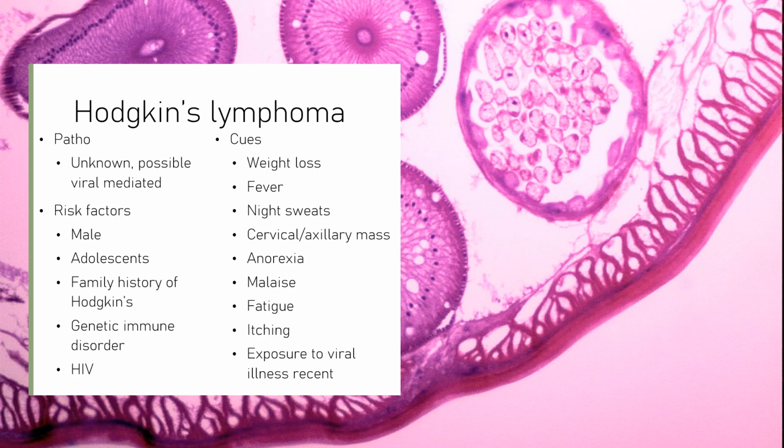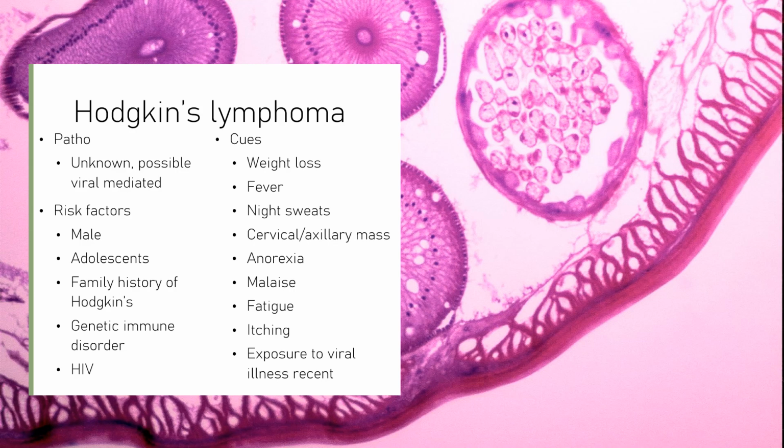All right, Hodgkin's lymphoma. So the pathology on Hodgkin's is kind of unknown. Most of the cancers are unknown. They do believe that there could be some possibility that it's virally mediated, meaning that they've had a virus that they were exposed to. It caused their system to go a little nutty, and they created Hodgkin's. The risk factors are being male and adolescent, having potentially HIV, genetic or immune disorders, and or a family history of Hodgkin's disease.